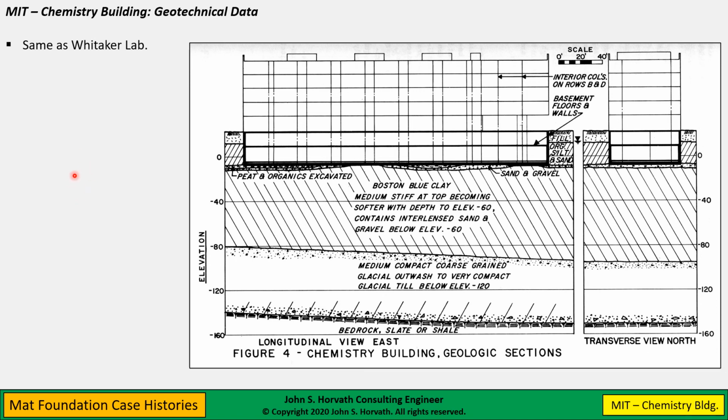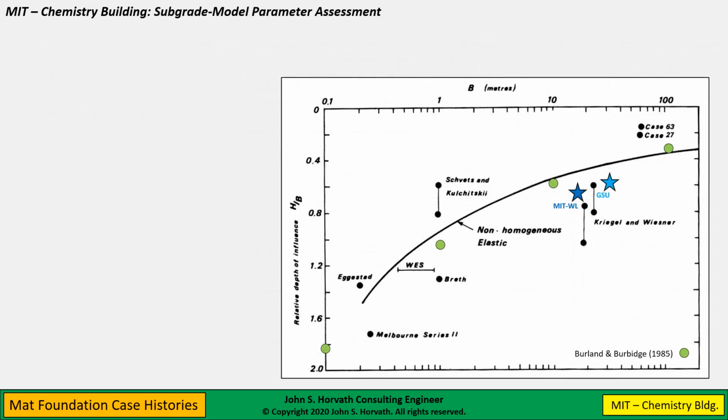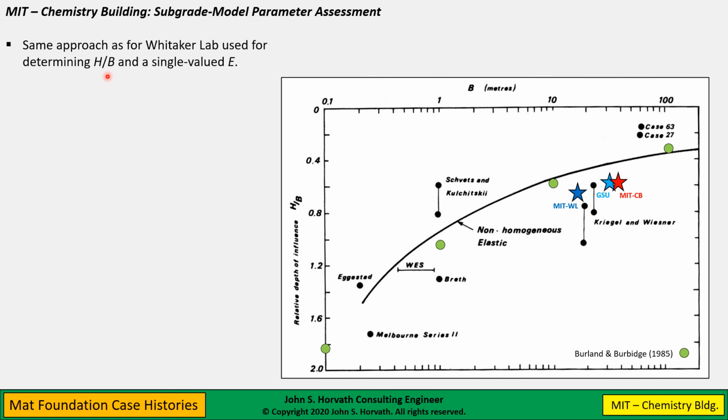So the same basic geotechnical data is for the Whittaker Lab, which is very nearby. Now in this case, the variable thickness of the Boston blue clay along the length of the building produced a very, very slight rigid body tilt. Very small fraction of an inch, 1 or 2 millimeters, in this direction. Well, again, if we went through the same process of calculating the depth to an effective rigid base, single valued E, here's the results we see for the chemistry building compared to the Whittaker Lab and to the Georgia State building. All, again, very consistent with all these data.